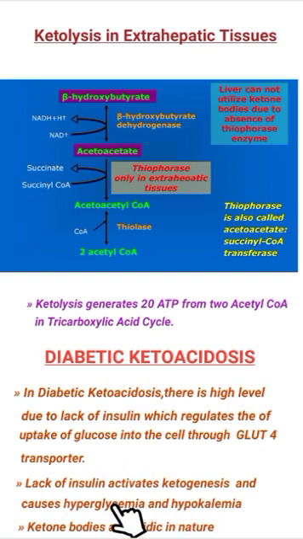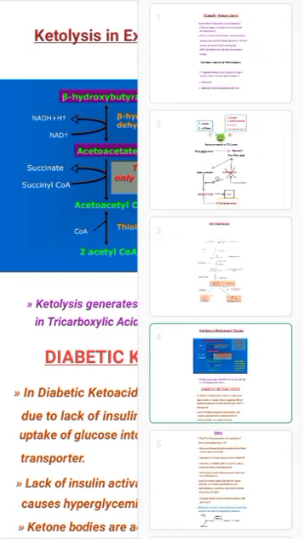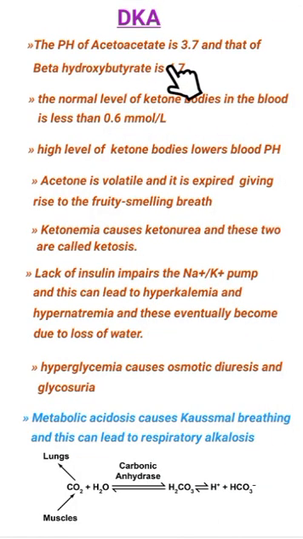Ketone bodies are acidic in nature. So what does it mean? It simply means that the pH of acetoacetate is 3.7 and that of beta hydroxybutyrate is 4.7. The normal level of ketone bodies in the blood is less than 0.6 millimoles per liter. Whenever the level of these ketone bodies is above 0.6 millimoles per liter, that is ketoacidosis. A high level of these ketone bodies can lead to low blood pH, and this has many effects.